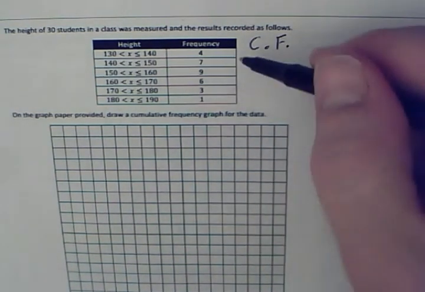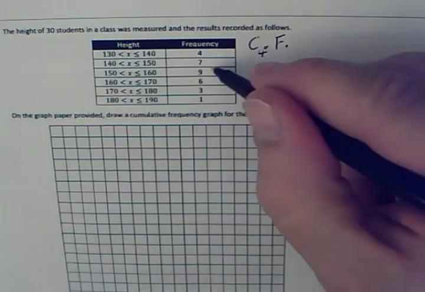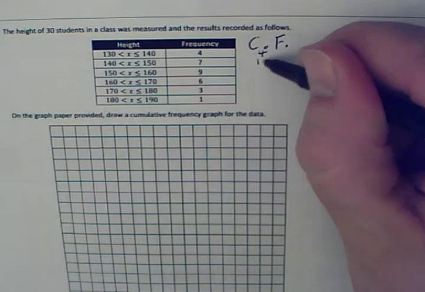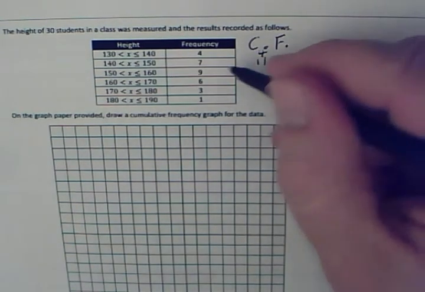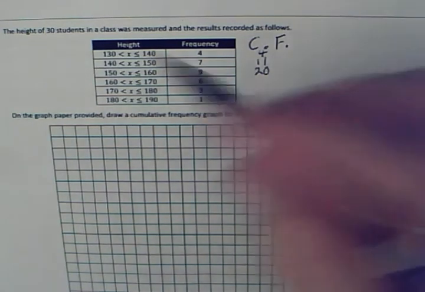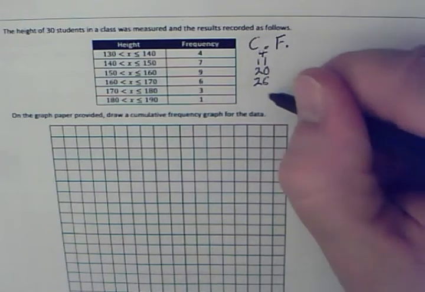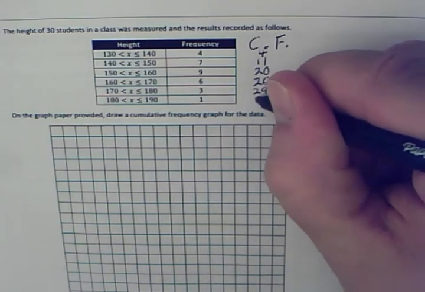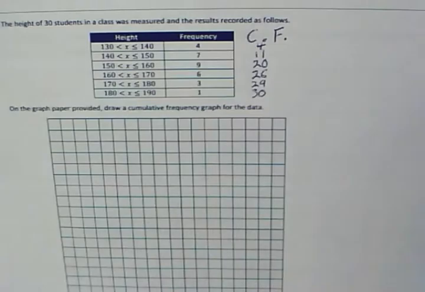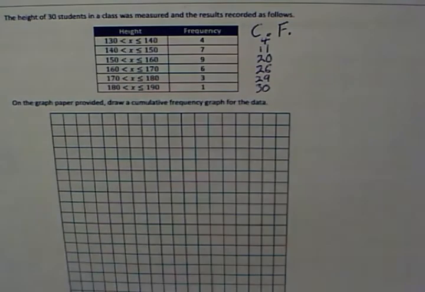So cumulative frequency, I'm adding up as I go along. So 4 to this point, then 4 plus 7 gives me 11 to this point. 11 plus the 9 gives me 20. I'm just adding up as I go along. Now I should come to 30 in total, so let's hope it does. 26, 29 and 30, it does. That's nice.